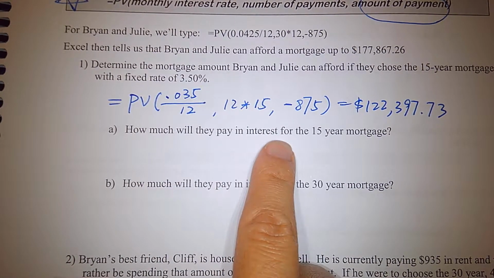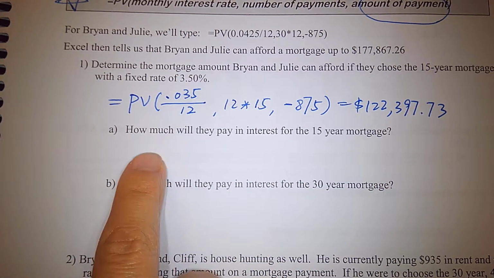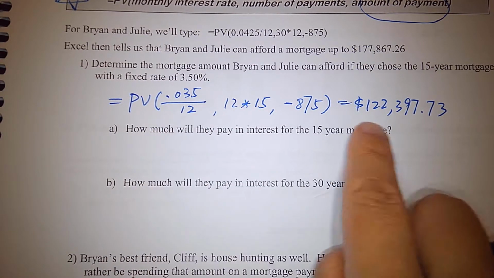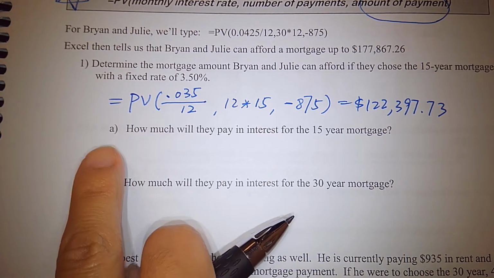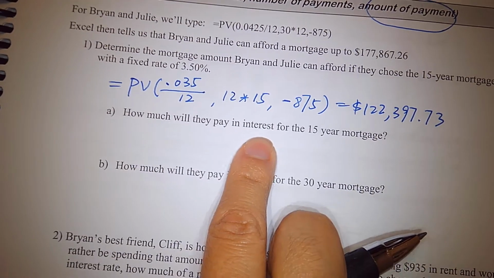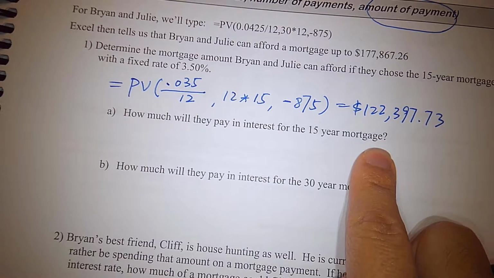And for the question, it is here, right? How much will they pay in interest for this? So this is question A. I wrote on a wrong spot. Yeah, this is the right spot. Questions A and B are asking, how much will they pay in interest for the 15-year mortgage?